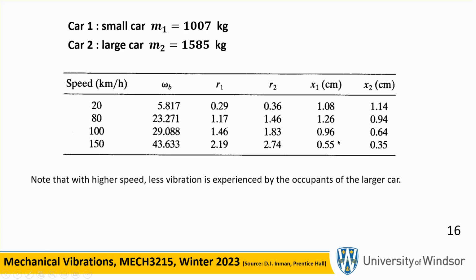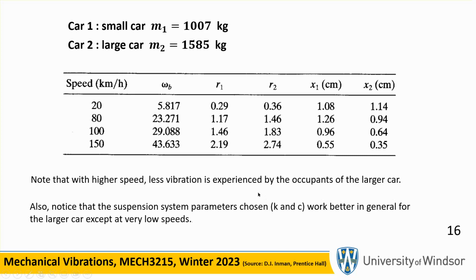And notice that when you compare it to the smaller car, the oscillation of the smaller car at that amplitude is half a centimeter, whereas for the bigger car it is 0.3 centimeter. Now, also, if you look at it, it says the suspension system parameters chosen work better in general for a larger car, except at low speed.